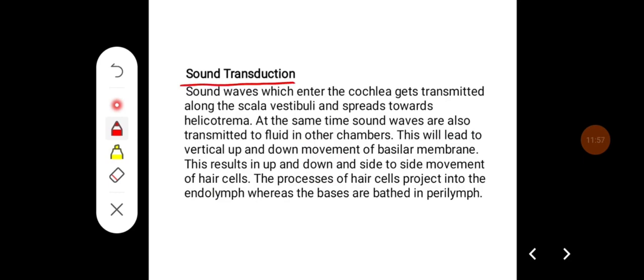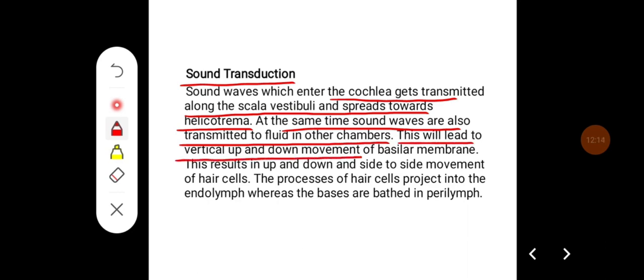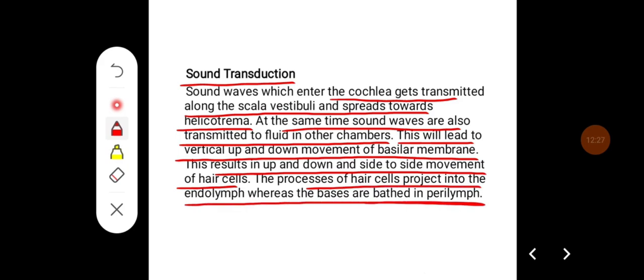Sound transduction. Sound waves which enter the cochlea get transmitted along the scala vestibuli and spread towards the helicotrema. At the same time, sound waves are also transmitted to the fluid in the other chambers. This will lead to the vertical up and down movement of the basilar membrane. This results in up and down and side to side movement of hair cells. The processes of hair cells project into the endolymph, whereas the bases are bathed in perilymph.